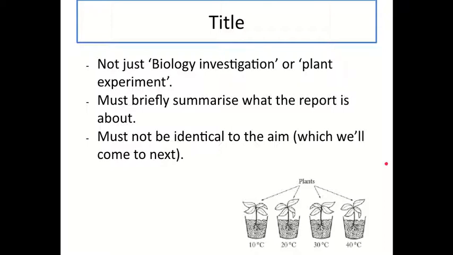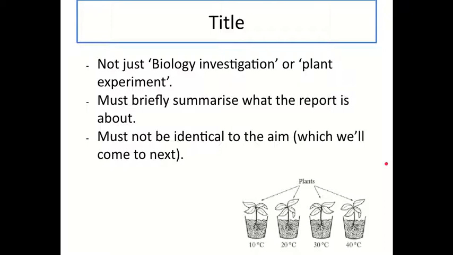So firstly, we're going to look at what should hopefully be the simplest section, and this is the title. My first tip for this is you shouldn't use a generic title like biology investigation or plant experiment. Your title should instead briefly summarise what the report is about for your reader, and it should not be identical to the aim, which we're going to come back onto next.